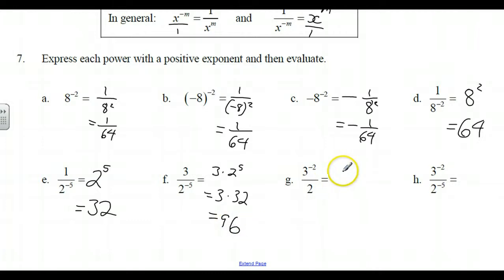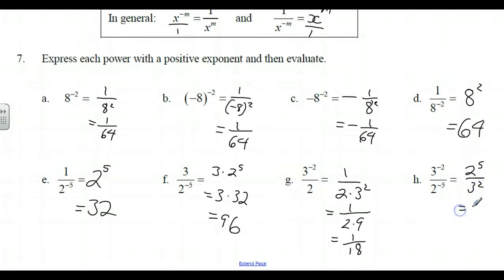This is 1 over 2 times 3 squared, which is 1 over 2 times 9, which is 1 over 18. This is, so in this case, these guys just switch, right? So it becomes 2 to the 5th over 3 squared, which is 32 over 9.